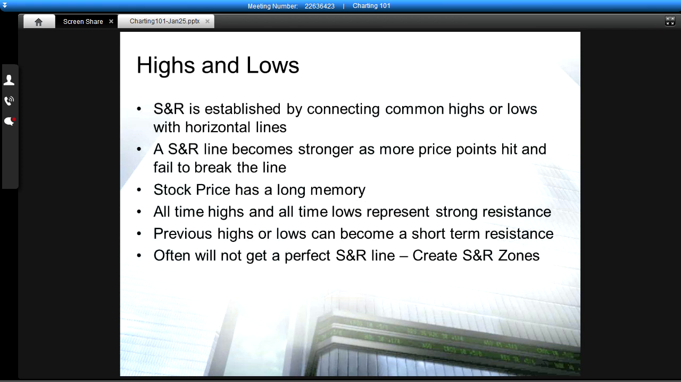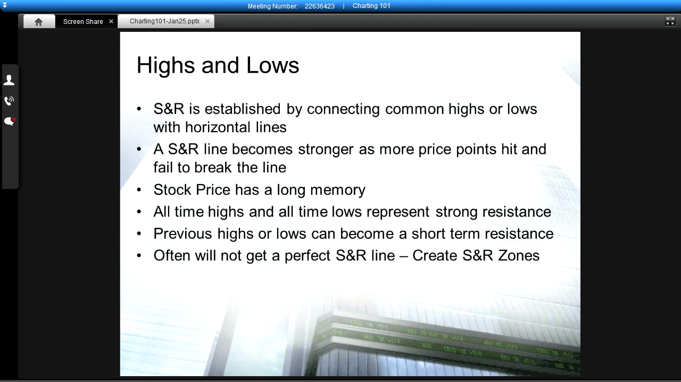One of the more common ways to establish support and resistance is the highs and the lows of a stock price. This is established by connecting common highs or common lows with horizontal lines. The support and resistance line becomes stronger as more price points hit it and fail to break through the line. Now, stock price in general has a long memory. So what was a support line from weeks, months, even years ago can also become support again or resistance again, even though it was several months in the past.